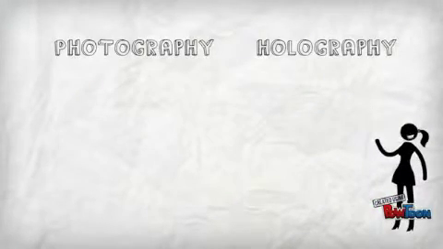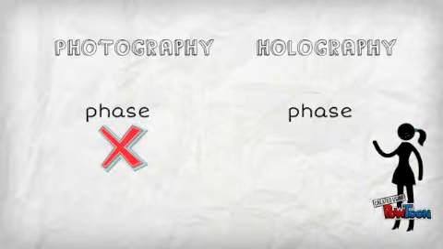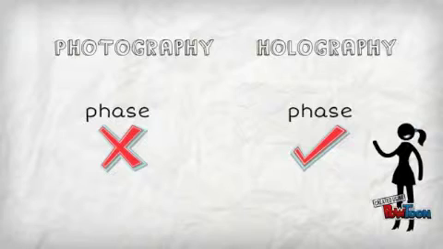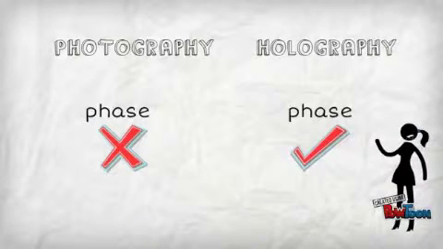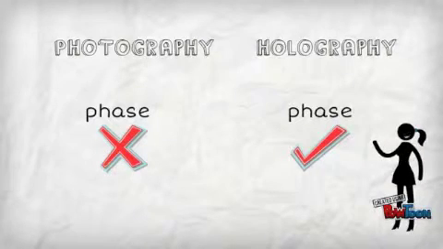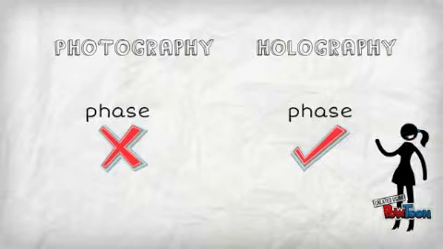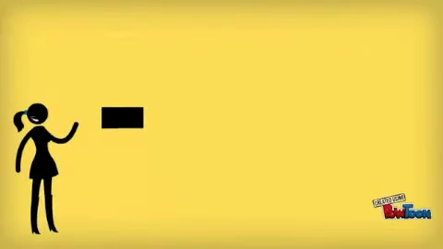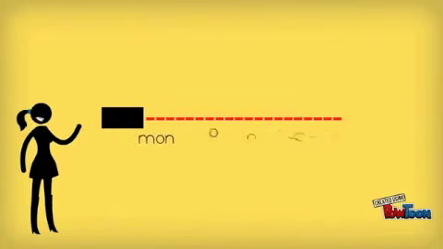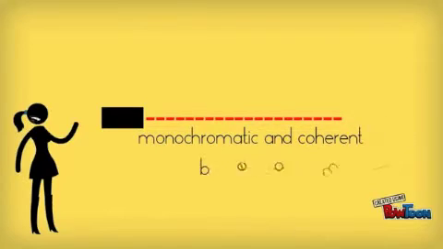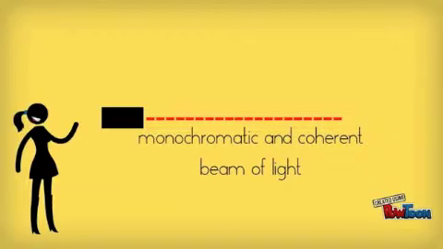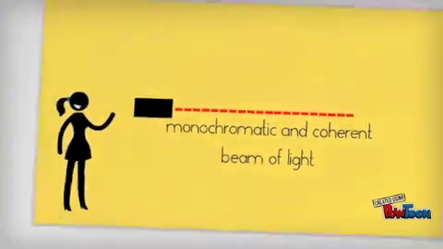One property of light not used in photography is the phase that has been mentioned previously, that was the distance the light travels after it hits the object. This is captured in a hologram, where the setup is slightly different from photography. A laser is used in holography because of the monochromatic and coherent nature of the light produced by it.